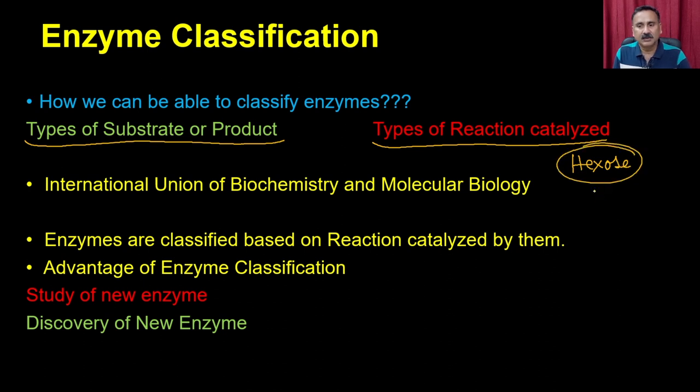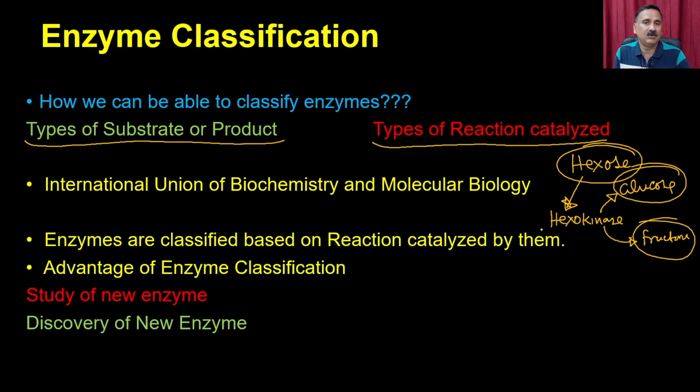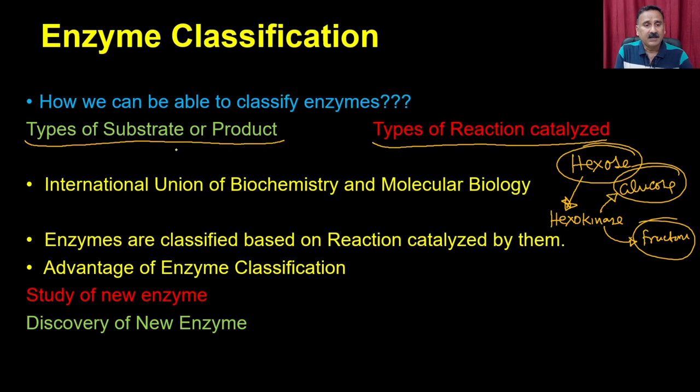So this is a hexose sugar, right? And this can be accepted by the enzyme which is called hexokinase, right? So hexokinase is also accepting the glucose. Hexokinase is also accepting the fructose. So how can you classify these kinds of enzymes which are taking up different types of substrates? That's why classifying the enzyme based on the substrate is not possible, because the substrate can be changed for a single enzyme.